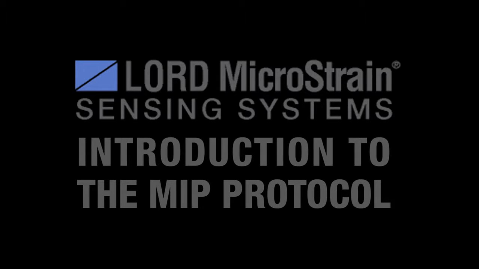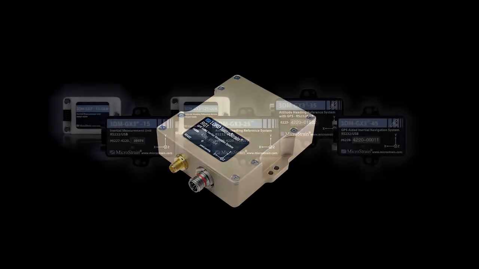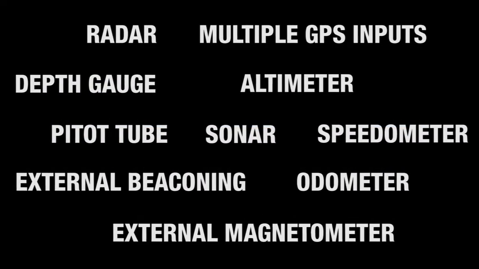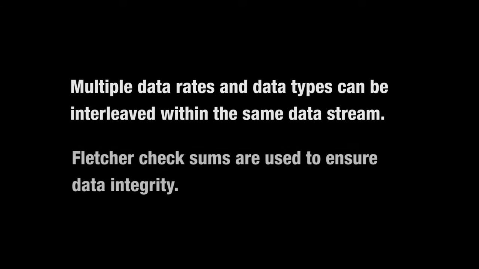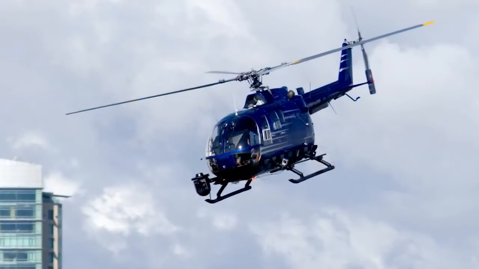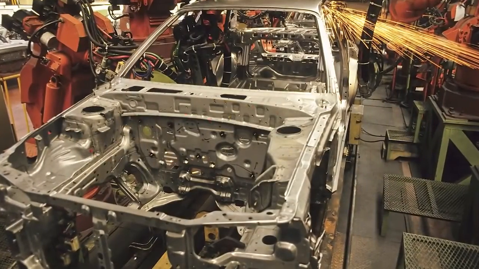MIP is the standard communications protocol for all existing and future Lord MicroStrain inertial sensing systems. With MIP, data from a variety of sensors and external sources work easily together, regardless of the speed or sophistication of the data from each source. Its strong error checking, organization, and the tools and support we provide allow current and future systems to integrate seamlessly and reliably. MIP will help make your code future-proof.